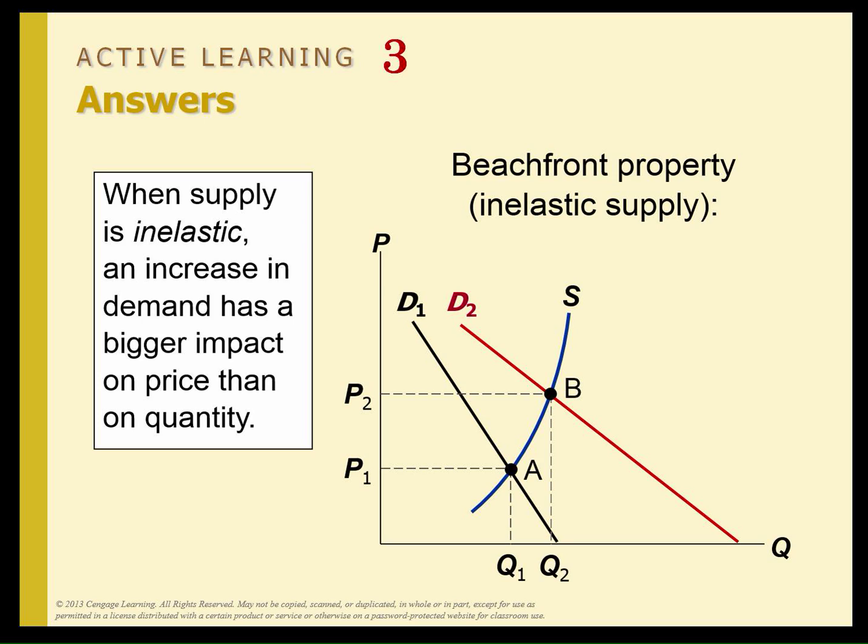Because the supply curve is inelastic, that's why it's drawn straight up and down, the price goes up a lot. The quantity doesn't go up that much. All right, this makes sense. If more people want beachfront houses, there's no more beaches to be had, so all that ends up happening is the price goes up.